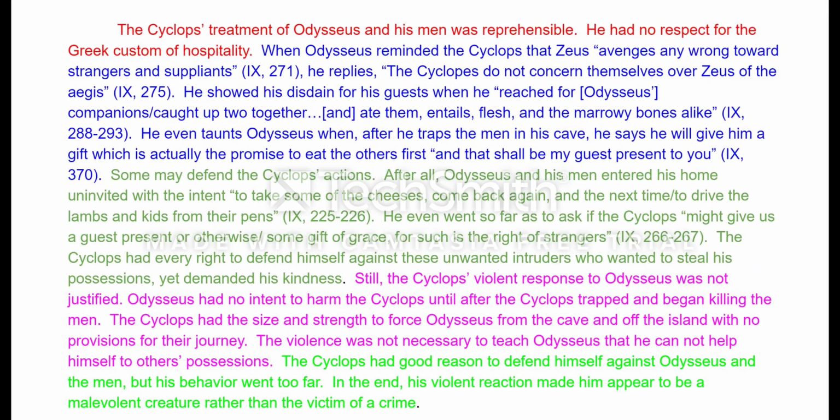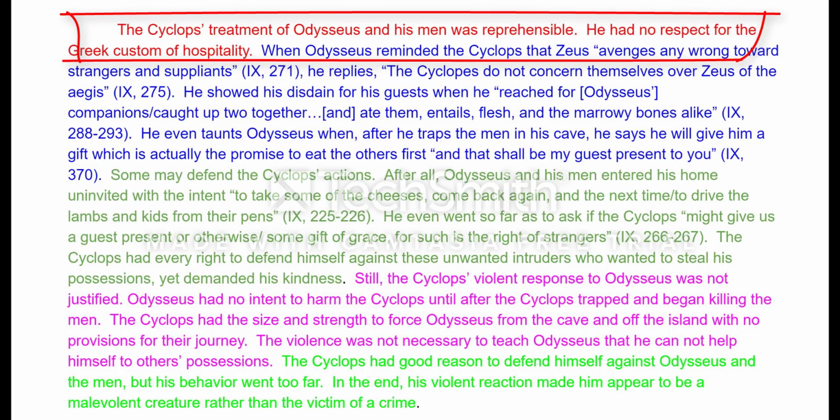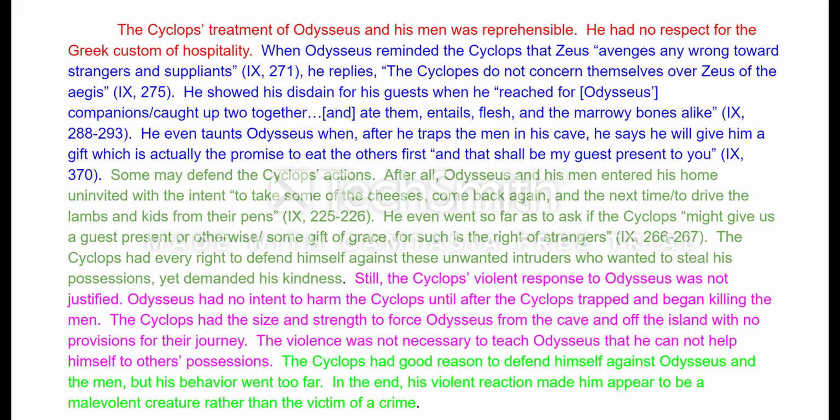In this argument paragraph, I'll be talking about a work that we've already read, the Odyssey. My claim states that the Cyclops' treatment of Odysseus and his men was reprehensible. He had no respect for the Greek custom of hospitality. That's my claim, which is basically just my opinion on the subject. Next, I move on to my evidence, which is exactly the place that I can support my opinion. I'll do this through using quotes and relevant facts from the text.